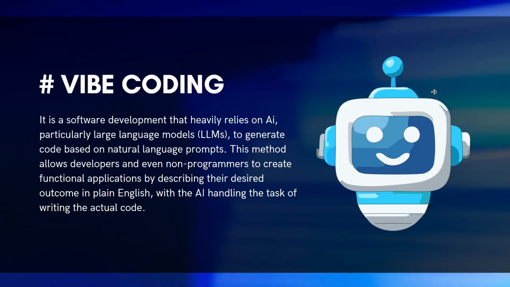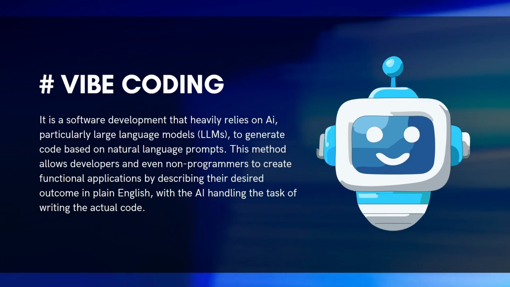What is the actual meaning of vibe coding? Vibe coding is a software development approach that heavily relies on AI, particularly LLMs, that is, large language models like ChatGPT, to generate code based on natural language prompts. So instead of writing the code yourself to build any website or web app, you can write in natural language text format. That is called a prompt.